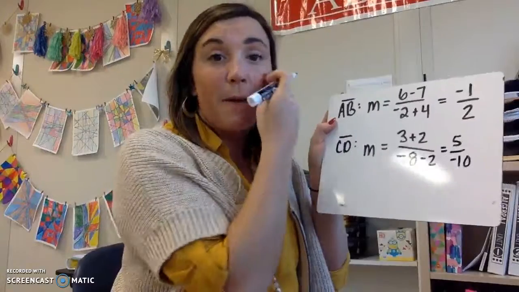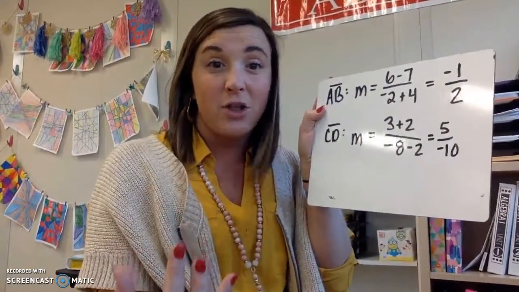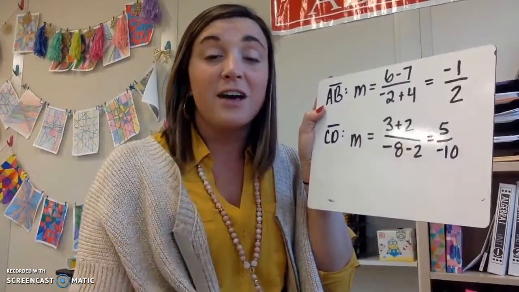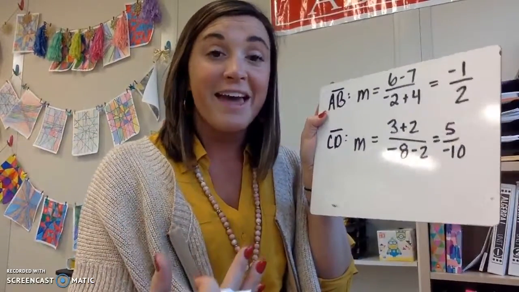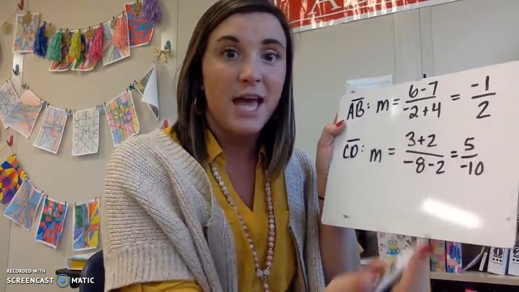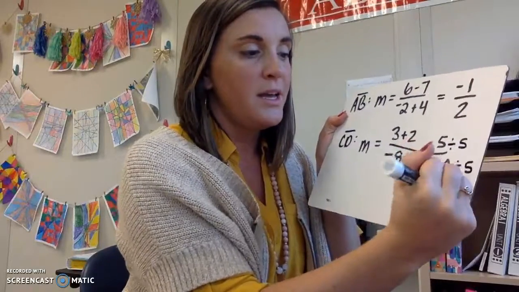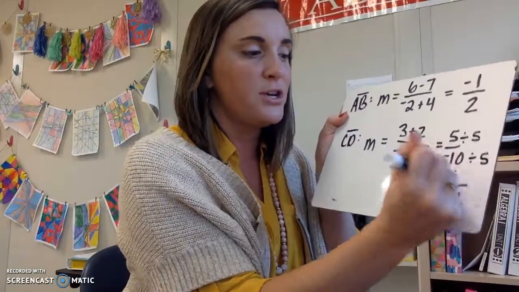This is a situation where you might be like, oh, they're different. There's no relationship. It's neither. This is why I've stressed along so far this unit. You've got to reduce slope as much as you can in order to make these connections. So for 5 and negative 10, 5 goes into both of those. 5 divided by 5 is 1. Negative 10 divided by 5 is negative 2.